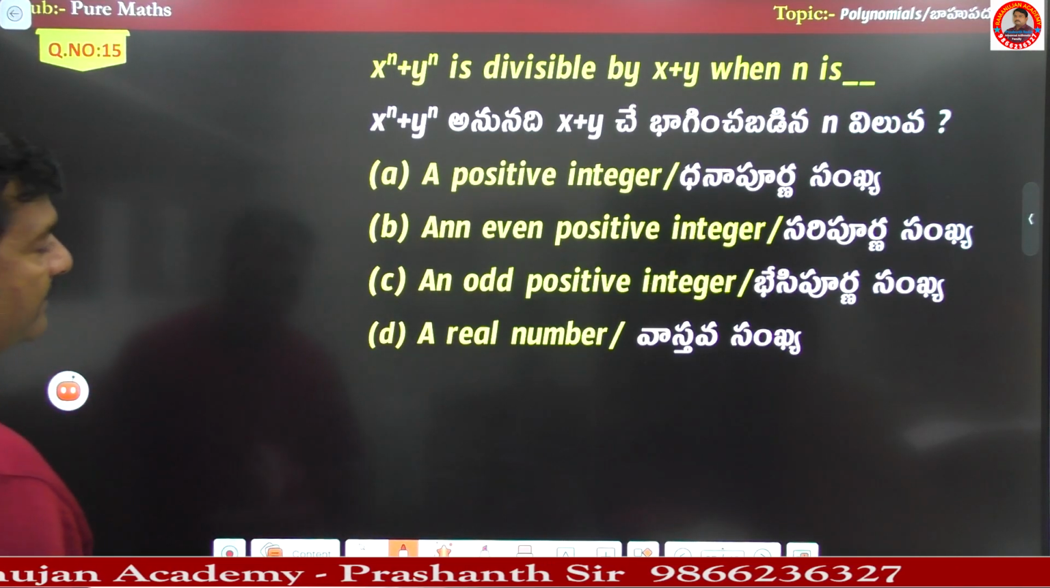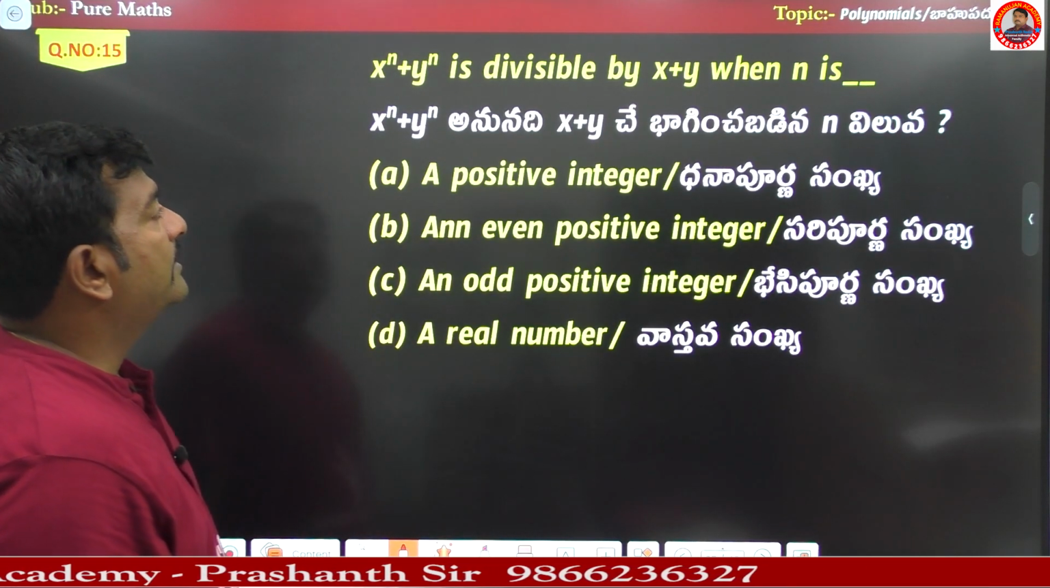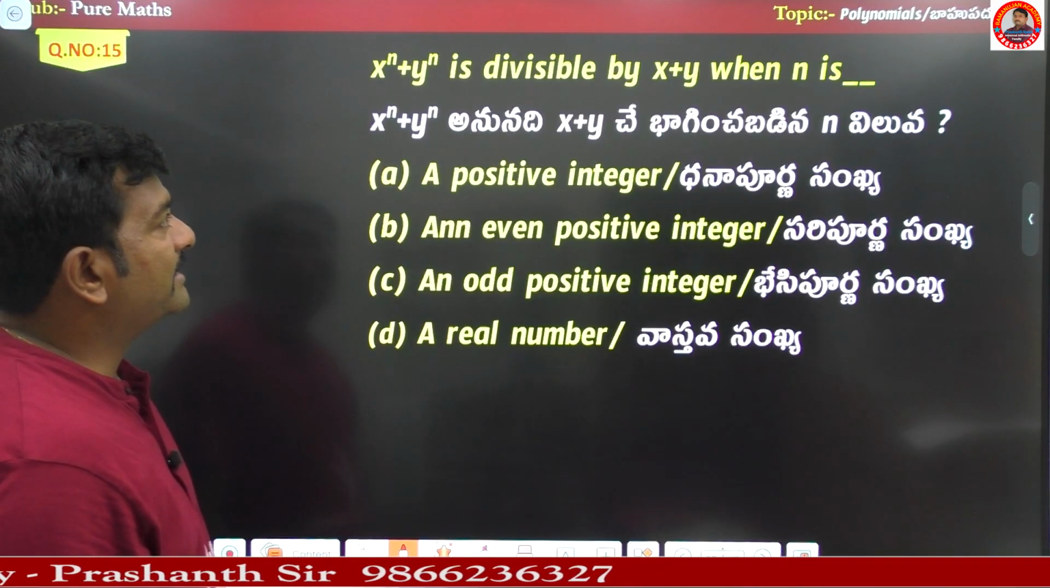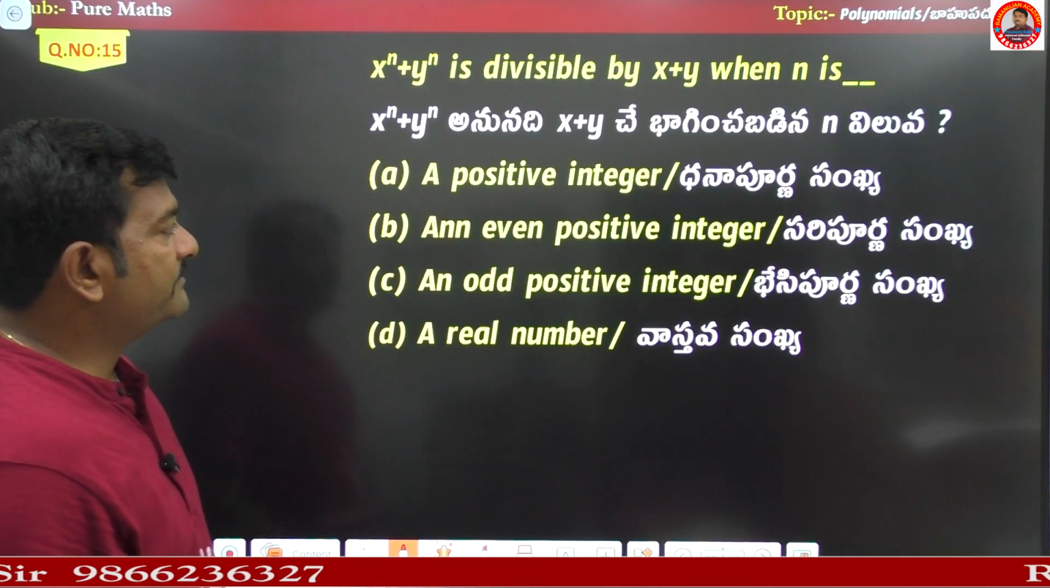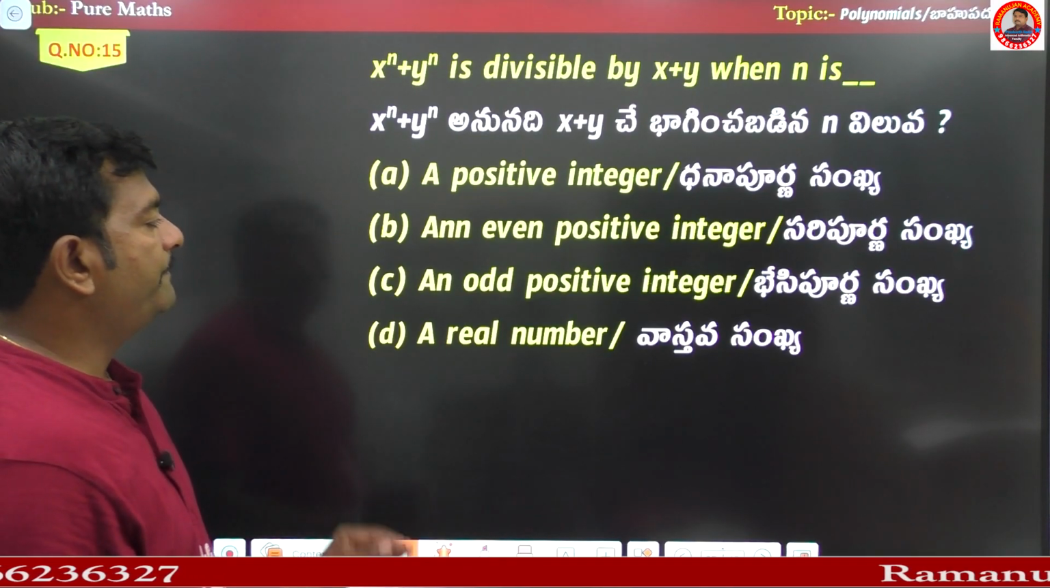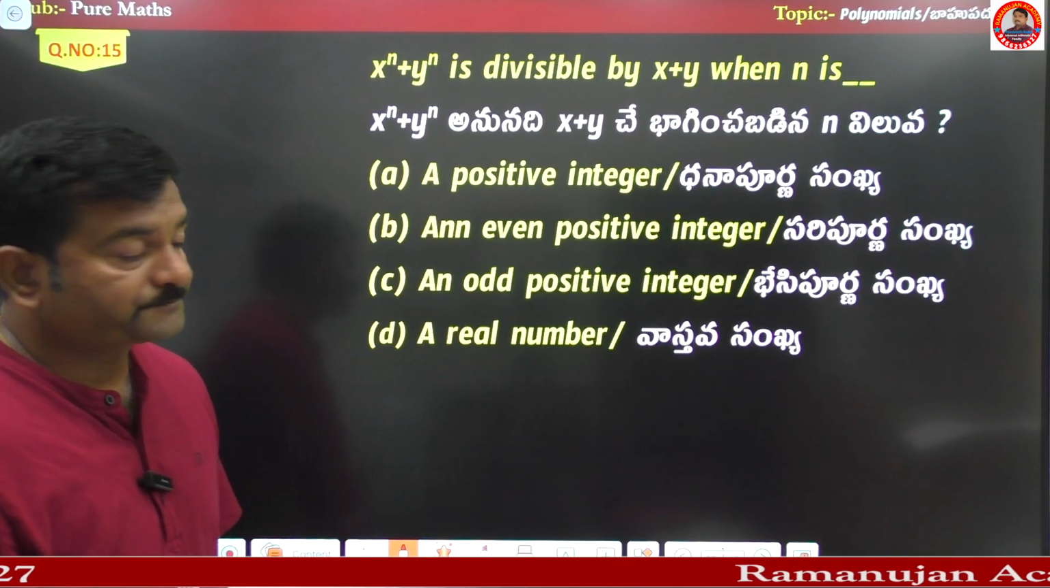Now, this one. Question number 15, we are going to focus on the 15th question. x power n plus y power n is divisible by x plus y when n is a positive integer, or an even number, or an odd number, or a real number.